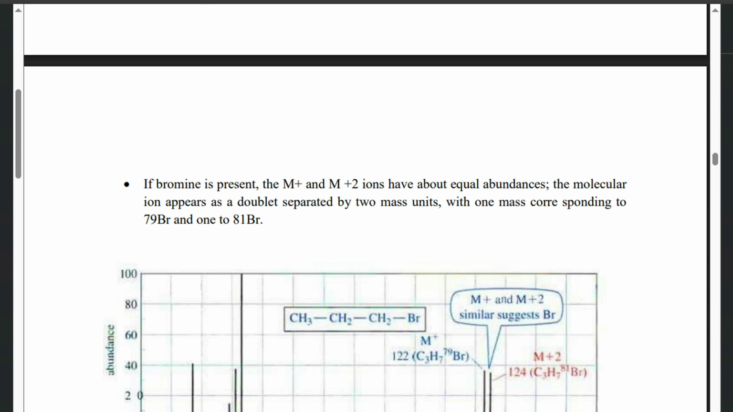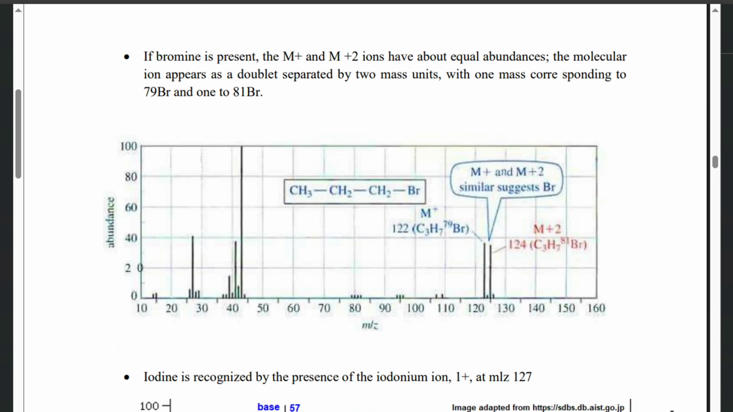So let's continue. If bromine is present, the molecular ion and the M plus 2 ion have about equal abundances. So the molecular ion appears as doublets separated by 2 mass units. Looking at this, we have M plus and M plus 2 similar, which suggests that bromine is present, right? So when you see them similar like this, it's most likely telling you that bromine is present.